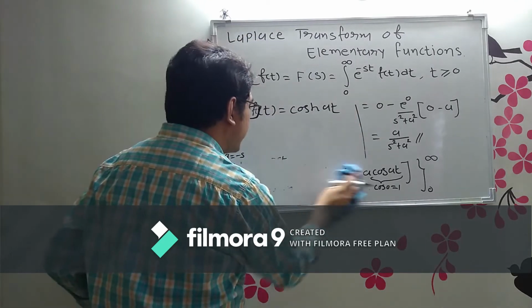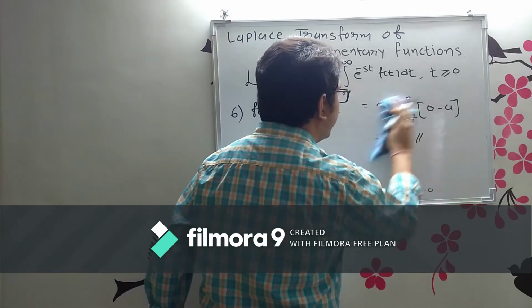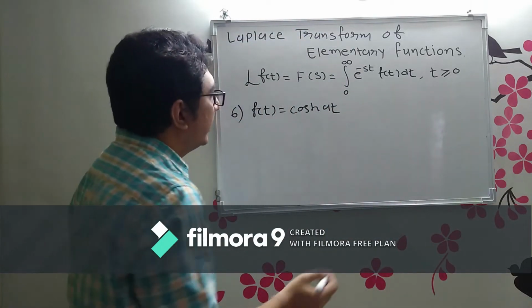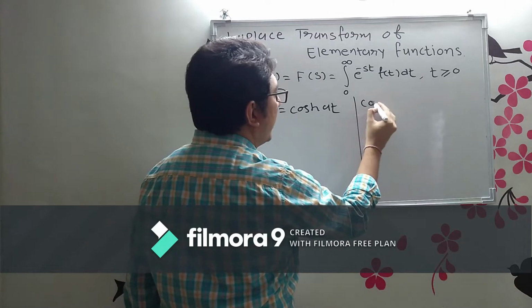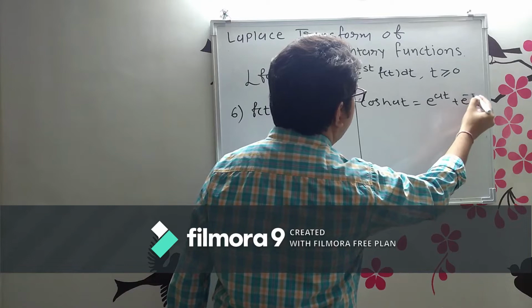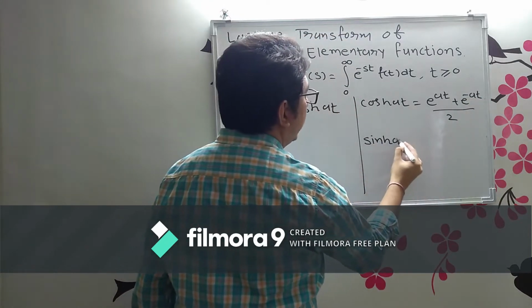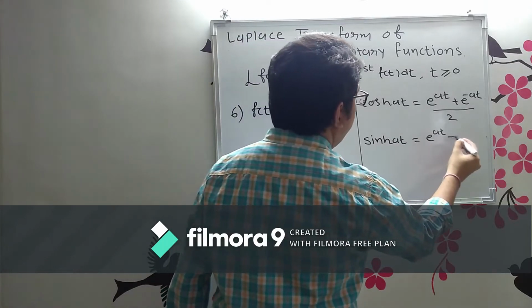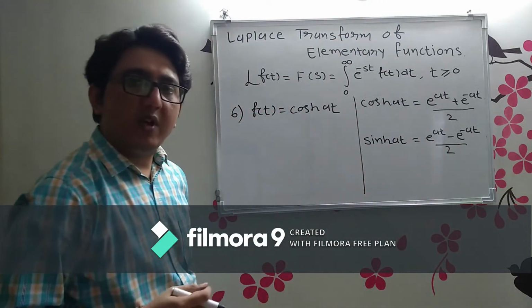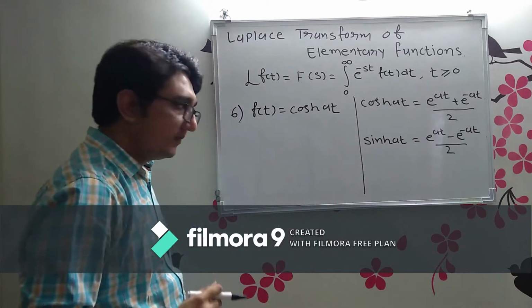Now, before going to the next step, I want to give the formula of hyperbolic functions because many of you don't know the logic of hyperbolic functions. Whenever you write cos hyperbolic at, it means e raised to at plus e raised to minus at divided by 2, and sin hyperbolic at means e raised to at minus e raised to minus at by 2. This is the original formula of cos hyperbolic and sin hyperbolic. I am going to use these two formulas in this proof.